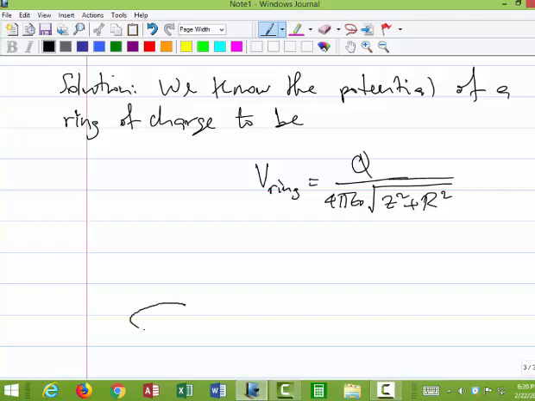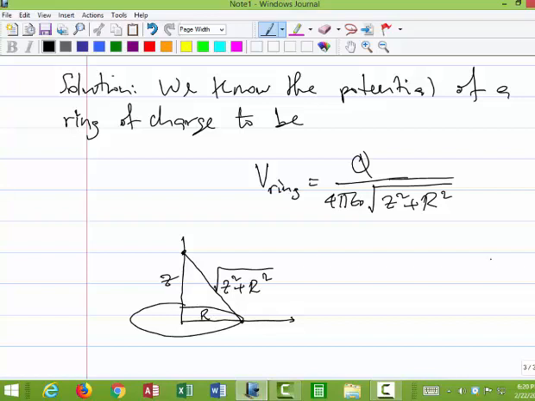So if you recall, we had a ring like that, and on this ring, this is Z, and we found a potential at some point on the ring that way. So this is the square root of Z squared plus R squared, where this is R. So we found a potential at that point.